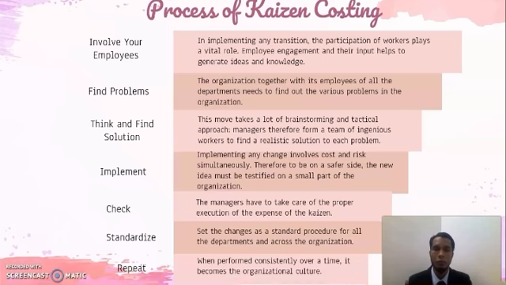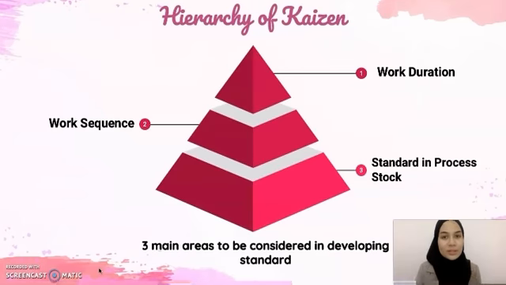Next, we move to Ms. Najia. Okay, so you have listened to the third pillar of Kaizen costing, which is standardization. Now we shall proceed to the hierarchy of Kaizen. These are the three main areas to be considered in developing standards. The first one is work duration. The second one is work sequence, and the third one is standard in-process stock.